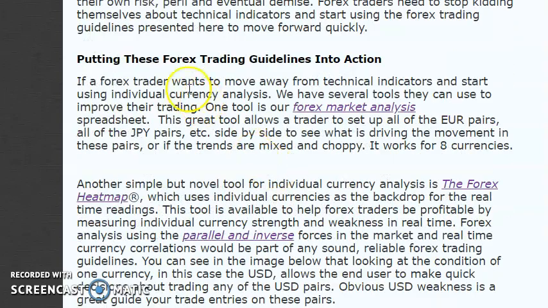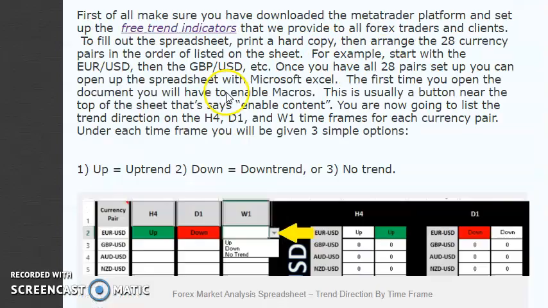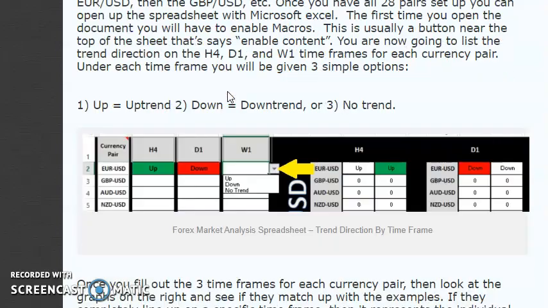So how do you put these 3 guidelines into action? Well, you have to analyze individual currencies. And so one tool that you can use is called the Forex Market Analysis Spreadsheet. This is a spreadsheet, and you can link right to it here. It's for analyzing individual currencies. For example, if you want to analyze the US dollar, you just fill the spreadsheet out to determine if the US dollar is weak or strong. It's a fantastic tool, and it's free.